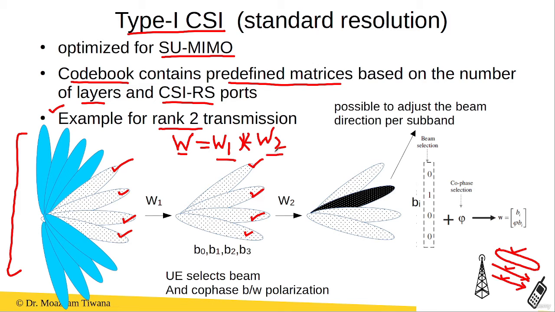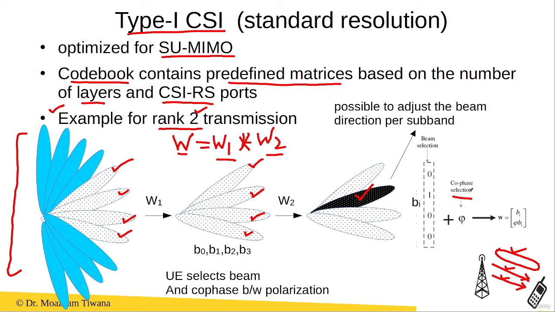And then we have the W2. W2 is based upon the short-term characteristics of the channel. And based upon the short-term characteristics of the channel, W2 selects a beam. For example, it selects this beam. And this beam has two polarizations. This means that this beam can carry the rank 2 transmission. Now, if these short-term characteristics of the channel change, then it is also possible that instead of this beam, W2 selects another beam. The W2 is also responsible for the co-phase selection.